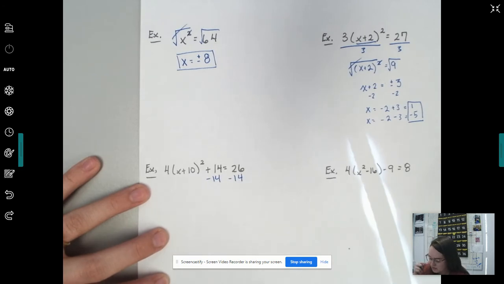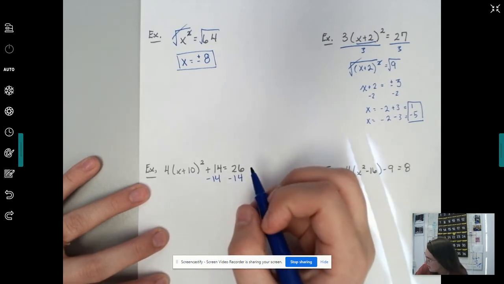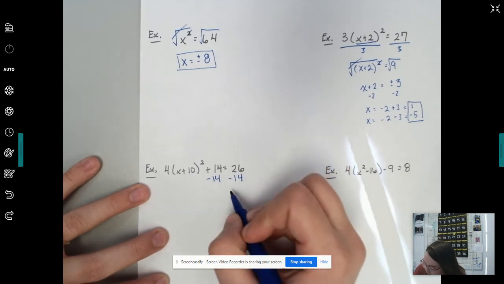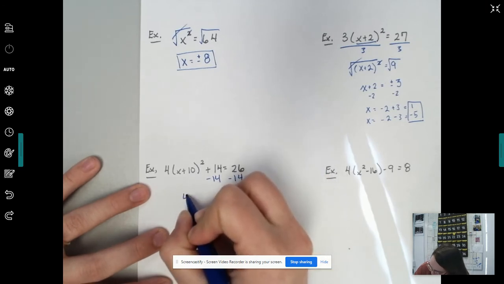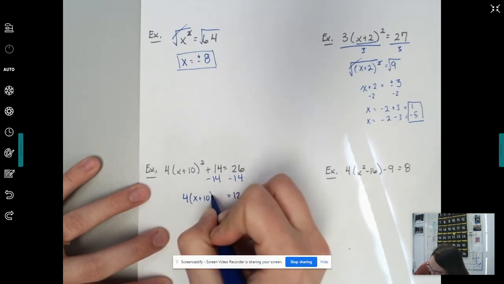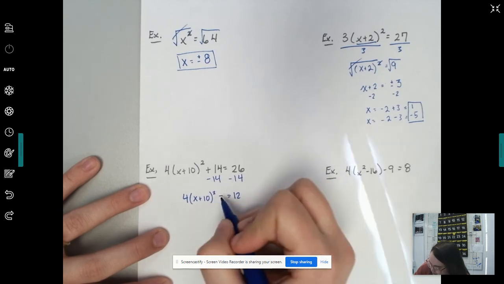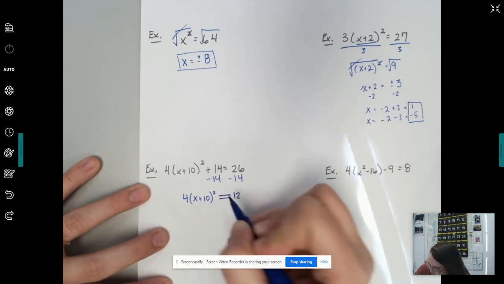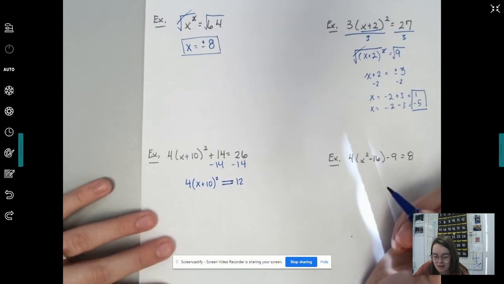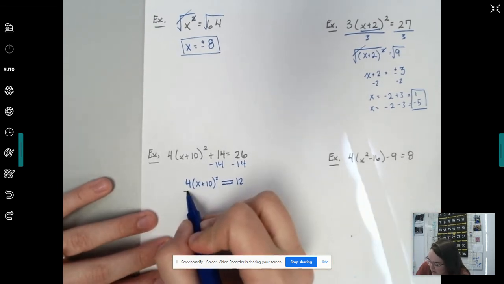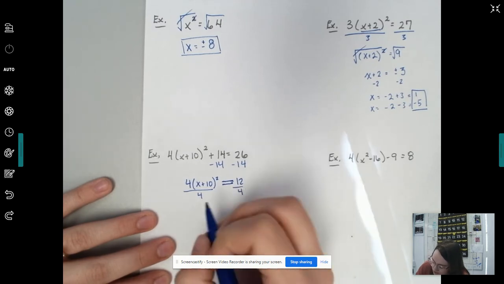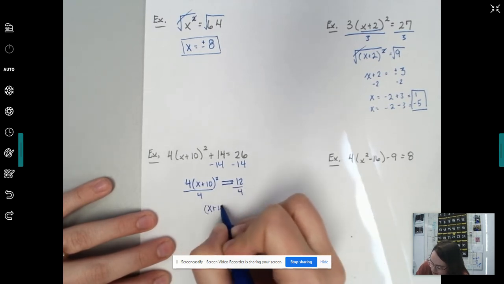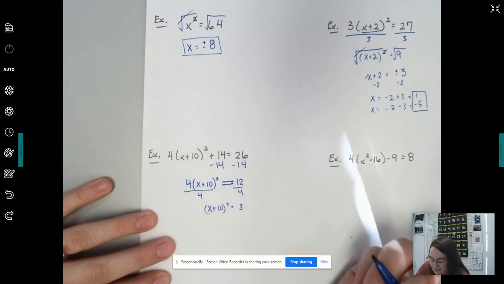26 minus 14 is going to be, hold on, I just got to bring apart 12. It happens. So we have 12 equals 4 times x plus 10 squared, sorry, we're just going to make that a really long equal sign. Perfect. Now we're going to divide both sides by 4 to continue isolating that squared term. So divide by 4. So we have x plus 10 squared equals 3.